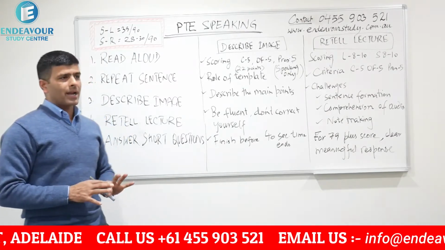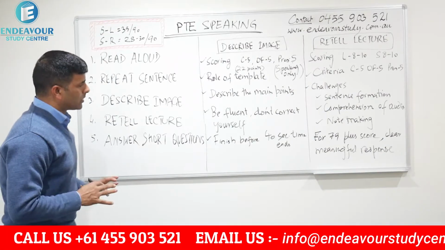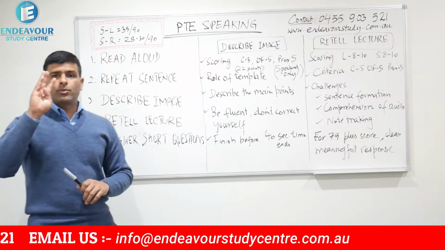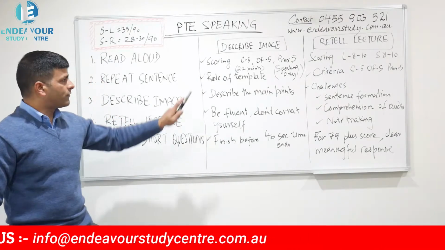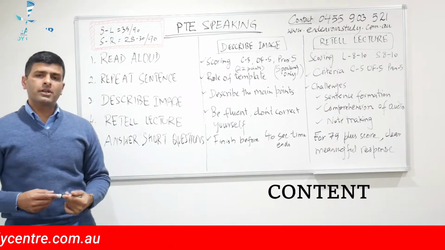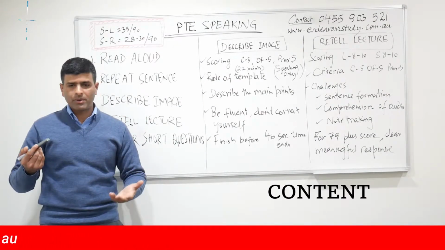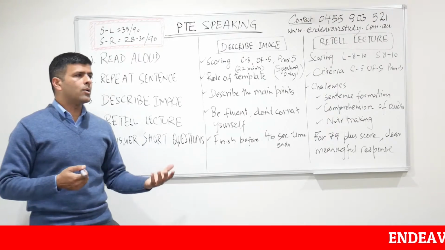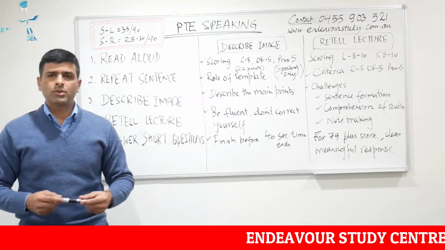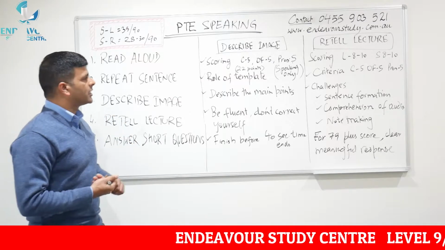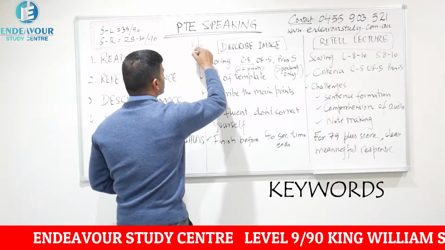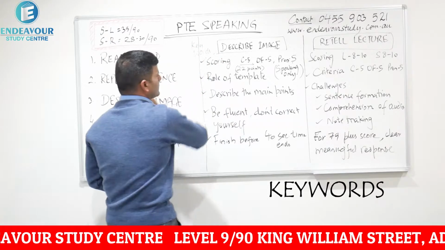So let's first look at how your describe image is scored. Describe image is scored on 3 criteria. First one is the content. How does the computer grade your content? This is a question many people would like to ask. Sir, how does the computer grade your content part? Content is graded on the basis of keywords. When I talk about content, I'm looking at the keywords only.